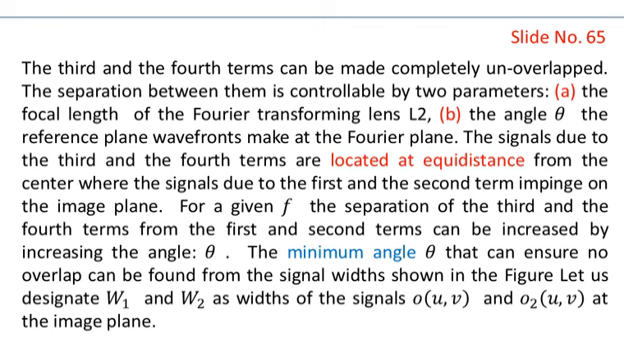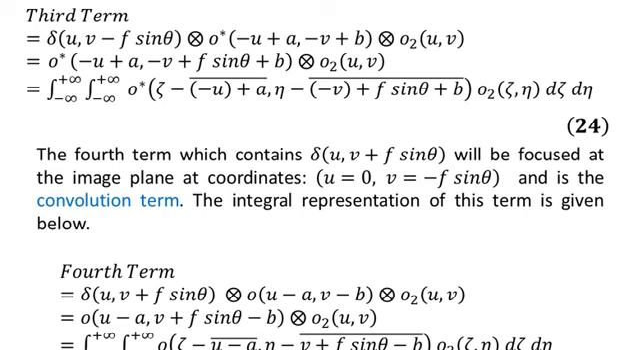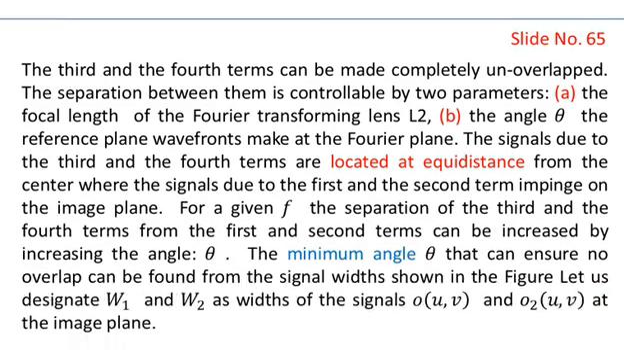The third and the fourth terms can be made completely unoverlapped. The separation between them is controlled by the parameters. Which are the parameters? Let's look at number A, the focal length of the Fourier transforming lens L2. Because you know that the focal length is appearing over here. Look at the coordinates, v is equal to minus f sine of theta. So f appears over here.